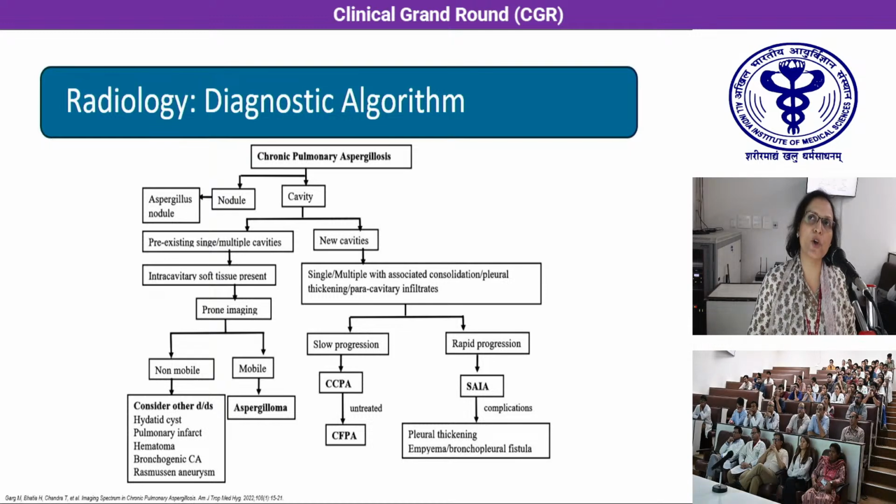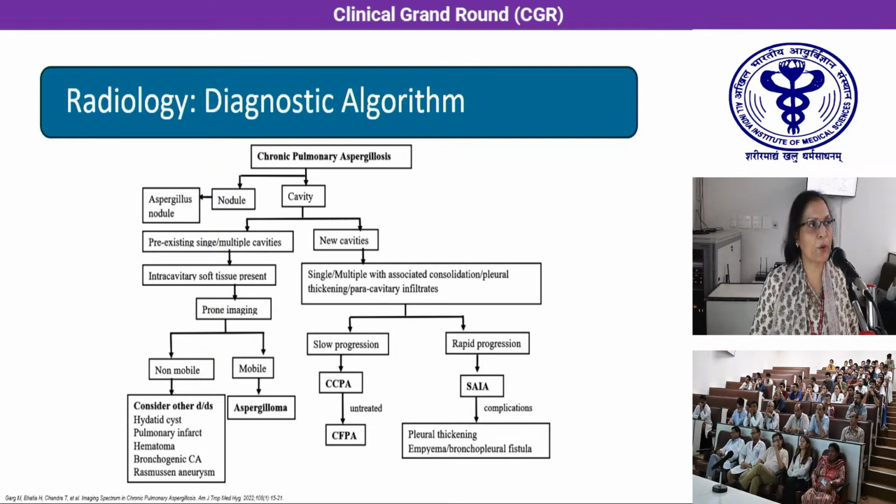If it's a simple nodule, we know that it's an aspergillus nodule. If it's a cavity with intracavitary soft tissue, which, if it is mobile, is usually due to an aspergilloma. If it's a non-mobile intracavitary soft tissue, we consider the other differential diagnosis as I said earlier. If there are new cavities which progress slowly with paracavitary infiltrates and or fungal ball, then it is CCPA, which if left untreated may progress to chronic fibrosing pulmonary aspergillosis.